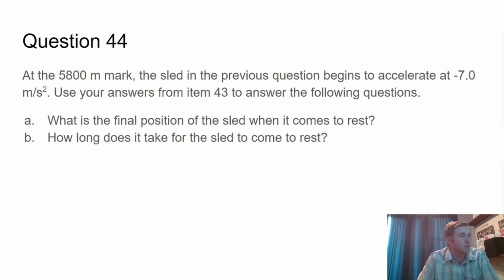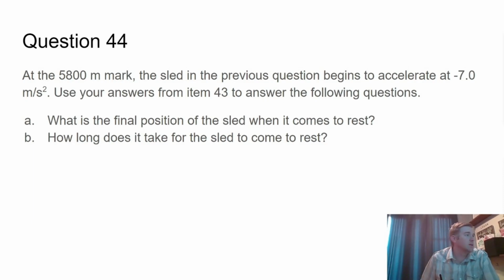Hello students, in this question it asks us: at the 5,800 meter mark, the sled in the previous question, question 43, begins to accelerate at -7 meters per second squared. Use your answers from question 43 to answer the following question. So we have to refer to the previous question. What is the final position of the sled when it comes to rest, and how long does it take for the sled to come to rest?